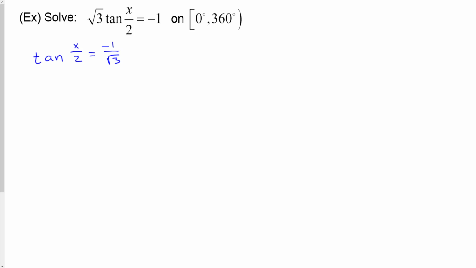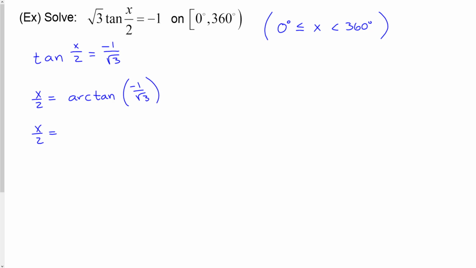But I'm going to take the arctangent of both sides. So x over 2 is equal to the arctangent of -1 over root 3. Before I finish this off, I'm going to figure out what angle measures are going to work here. Same argument as I made in the last example. 0 to 360 is the interval 0 less than or equal to x less than 360 degrees. But now I'm looking for a half angle measure, so multiply everything by a half. So the interval that I'm looking for right now for x over 2, which is what I'm solving for, is from 0 to 180.